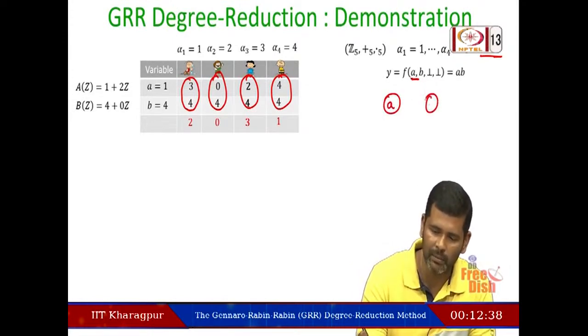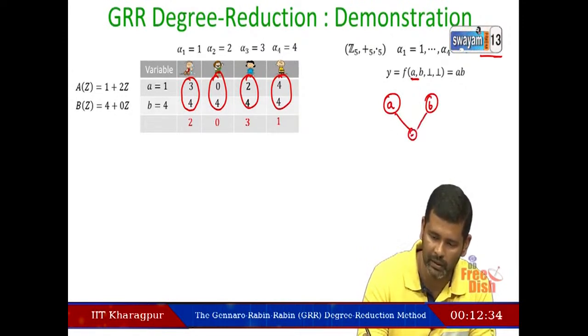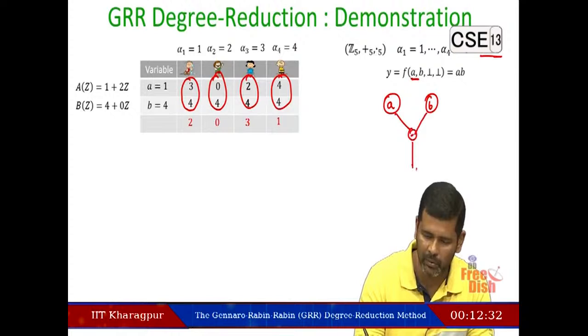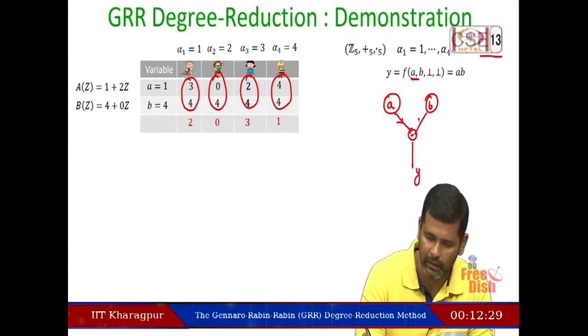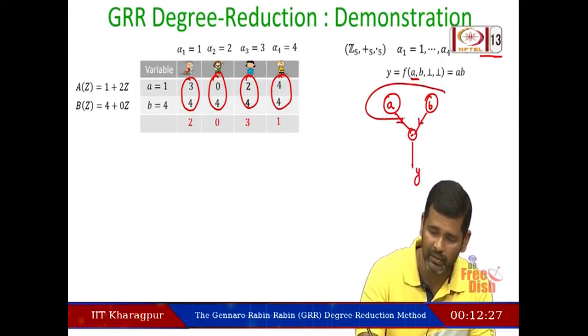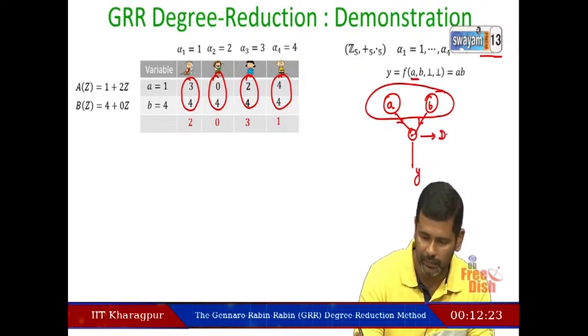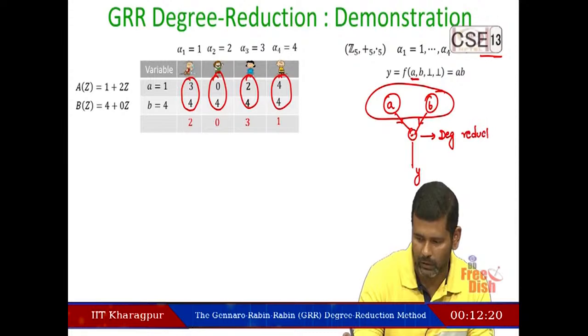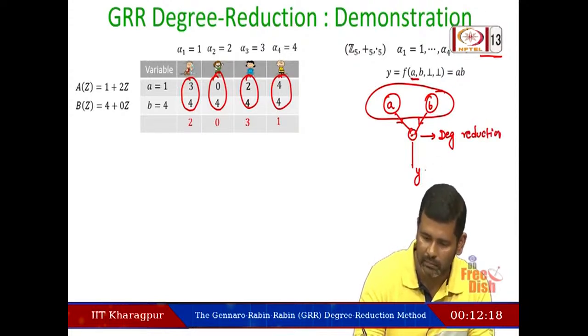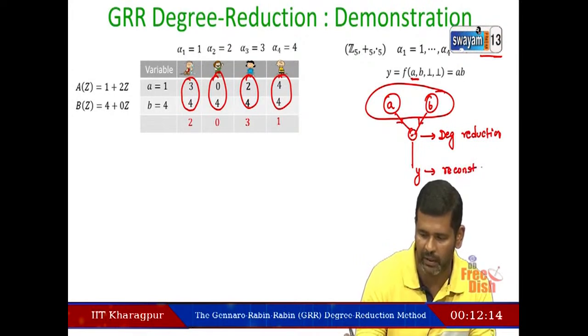A is coming from one party, B is coming from one party, there is only one multiplication gate, and then there is a function output y. So, the parties first secret share the inputs, then they do the degree reduction here, and then they reconstruct, because there are no more gates after this multiplication.